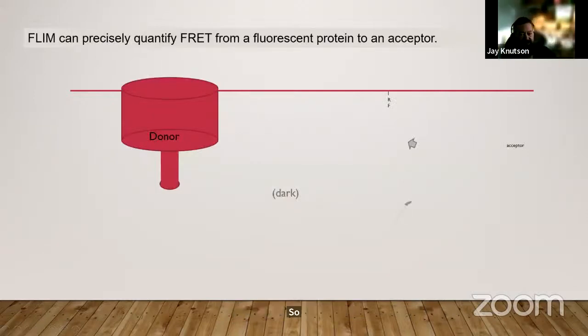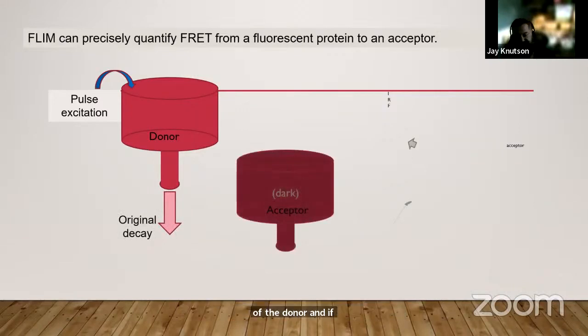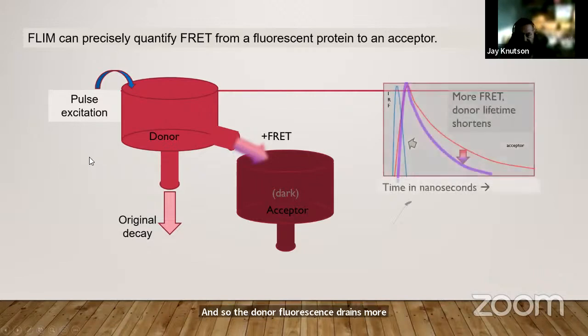FLIM, as you saw, can look at metabolic state. It's also a really great tool for looking at FRET. And as you know, FRET is a system where the donor is pulsed and the population goes into the donor bucket, and it normally drains at a certain rate that's the lifetime of the donor. And if you introduce near it an acceptor, this opens another channel. And so the donor fluorescence drains more quickly. And this is the usual method when people look at FLIM, is to directly record the shortening of the lifetime that occurs in the presence of the acceptor.